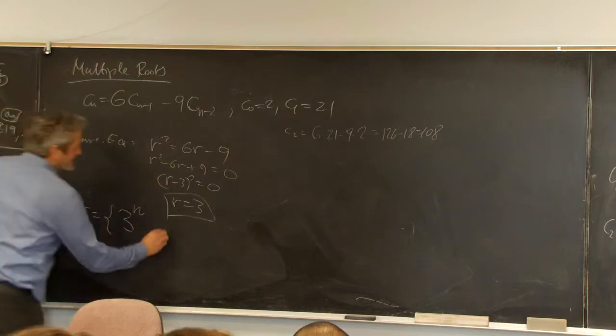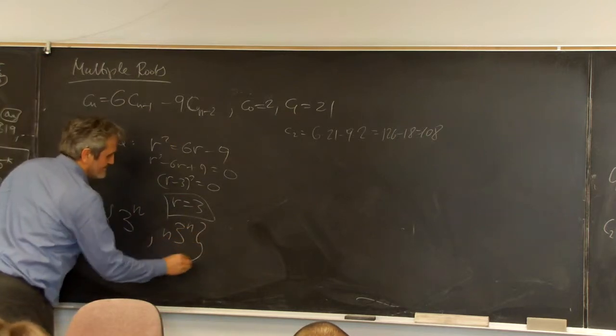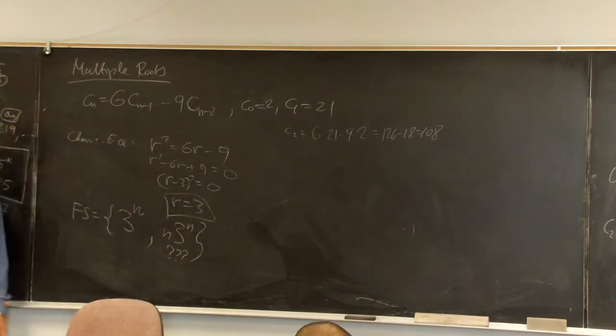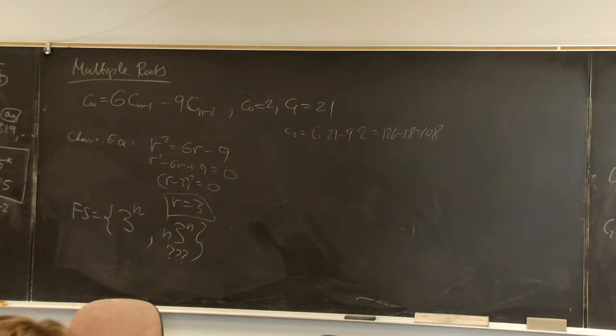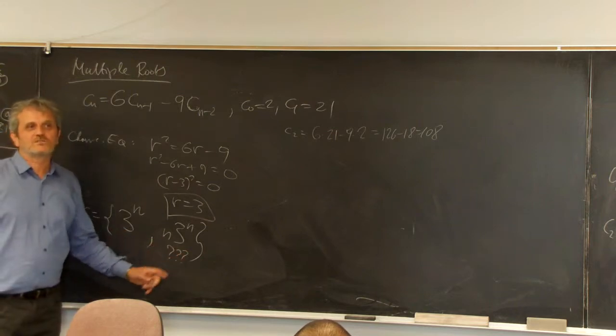Multiply by n. That's right. That was always the easier rule. So why is that working? Why is n times 3 to the n also a solution?